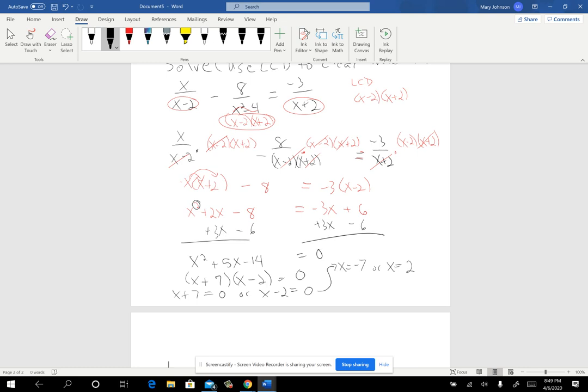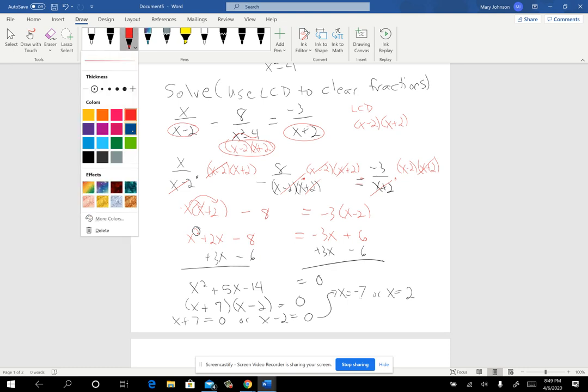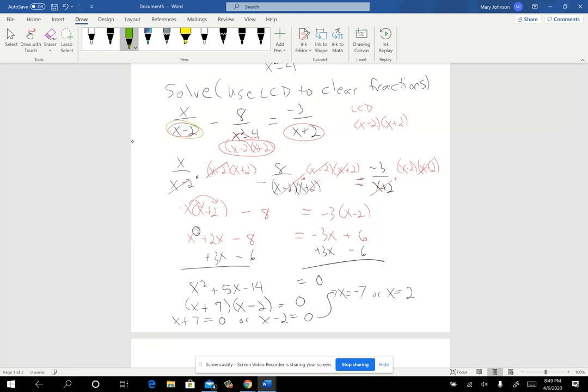But these are the kind of problems where you have to watch out. You have to make sure that these don't make a denominator 0. Negative 7 wouldn't make any of the original denominators 0 here. It doesn't make any of these 0. So it's okay. But 2 would make a denominator 0. So you have to rule it out. And the only answer then to this question would be negative 7. Okay?